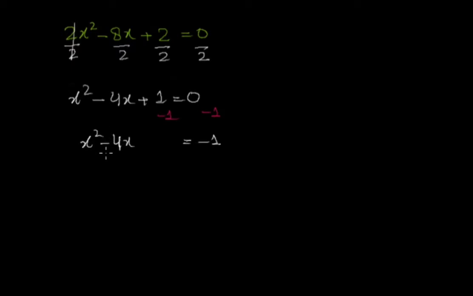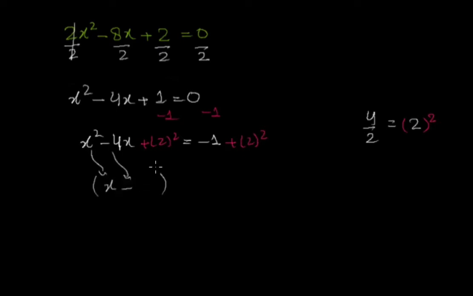Now we focus on this term over here and divide it by 2. So it becomes 2. And for the next step, whatever quantity you get, you must take the square of it and add it on both sides. So the factor of the expression on the left hand side is (x - 2) squared. And the right hand side is -1 plus 2 times 2, that is 4. And now if we simplify, it becomes 3. And we can also say that (x - 2) squared is equal to 3.